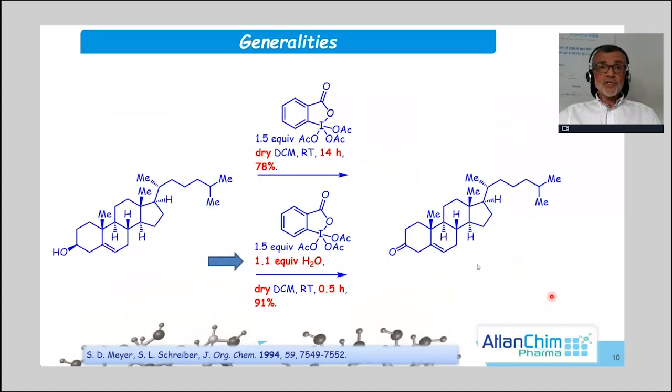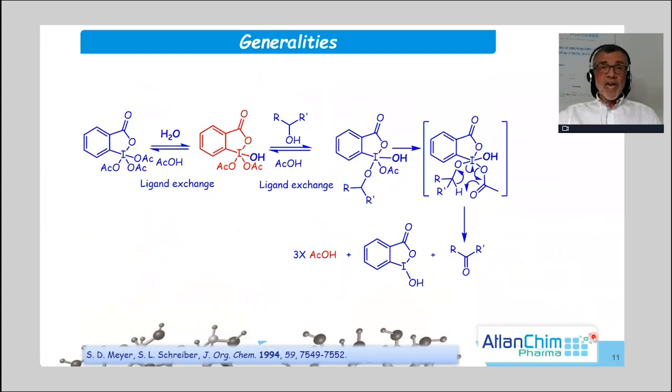So, as you can see on this slide, with these two examples, using cholesterol as a starting material, Schreiber observed that the oxidation rate was greatly increased by adding just 1.1 equivalents of water to anhydrous dichloromethane. And as you can see on this slide, the yield was also better.